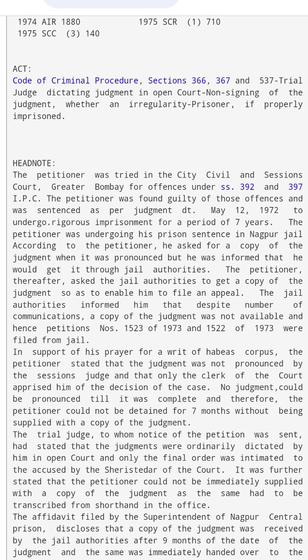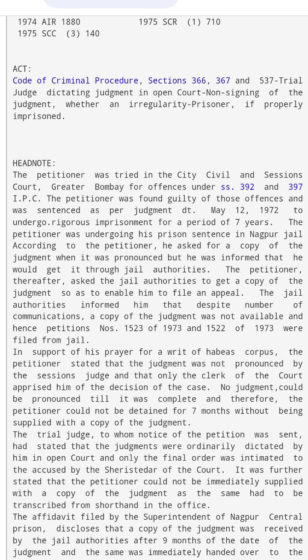The petitioner also says that the judgment wasn't complete at the time when he was told the decision. He is arguing that until the judgment is fully complete, it should not be announced. Because of this, the petitioner feels he has been kept in jail for 7 months without knowing all the reasons why, as he hasn't been given the official copy of the judgment.